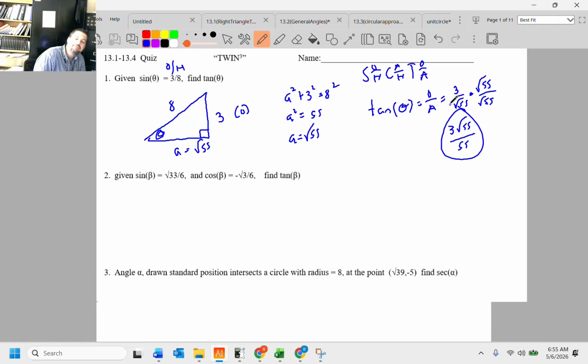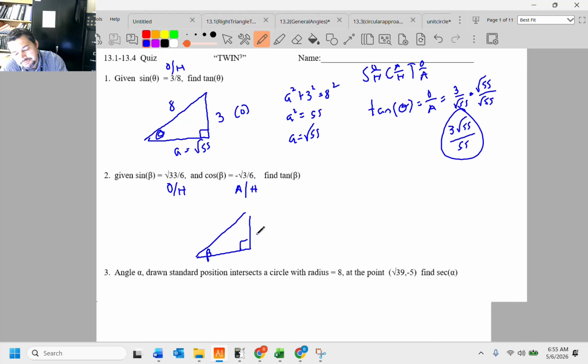All right, number 2: given that the sine of beta is root 33 over 6, and the cosine of beta is negative root 3 over 6, find the tangent of beta. So remember, this is the opposite over hypotenuse ratio, and this is the adjacent over hypotenuse ratio. And we're just going to put beta at the origin. Opposite would be root 33. Hypotenuse is 6. Oh, wait a second here.